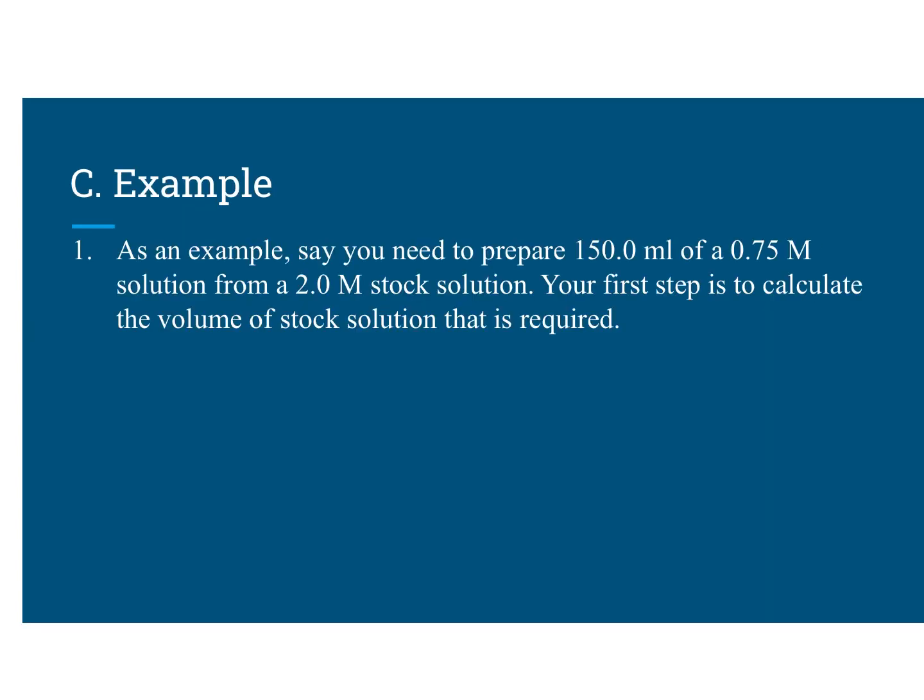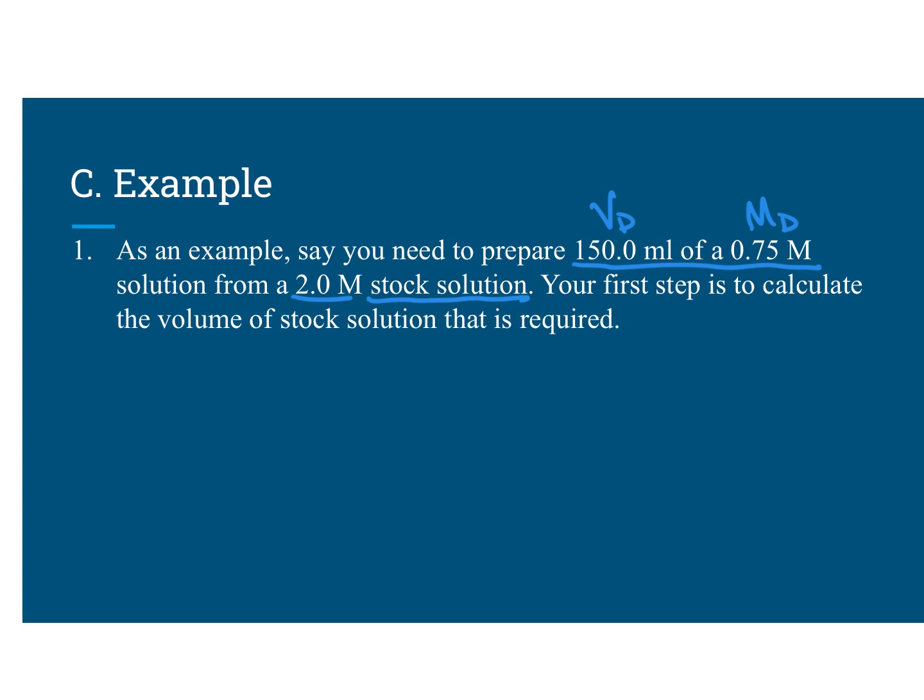So here's an example. Say you need to prepare 150 milliliters of a 0.75 molarity solution from a 2.0 molarity stock solution. Your first step is to calculate the volume of the stock solution that is required. So I need to make this. So I need to dilute it. And I know that because my molarity is 0.75 and my stock solution is 2.0. So if the molarity is lower, that means that is the dilute solution. So this is the molarity of the dilute solution. This is the volume of the dilute solution.